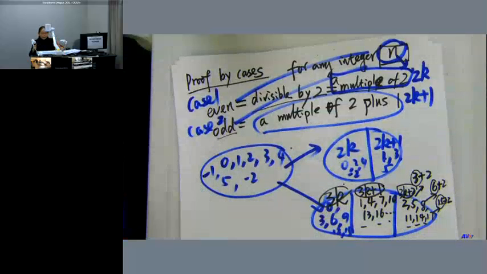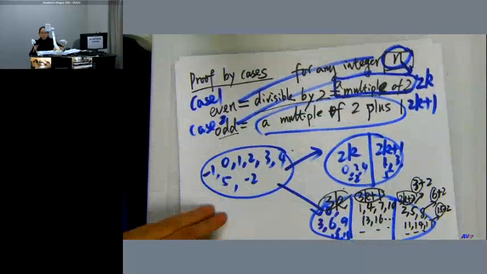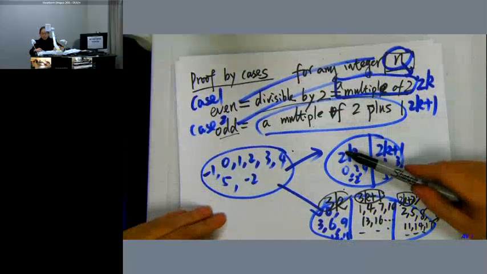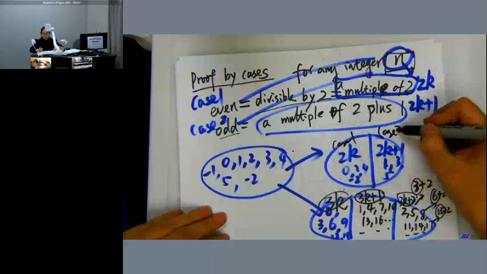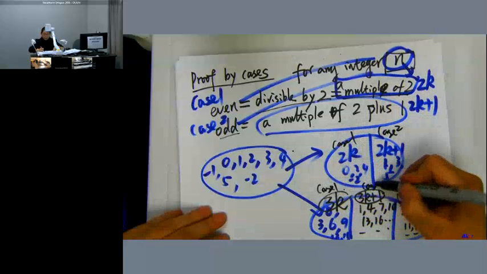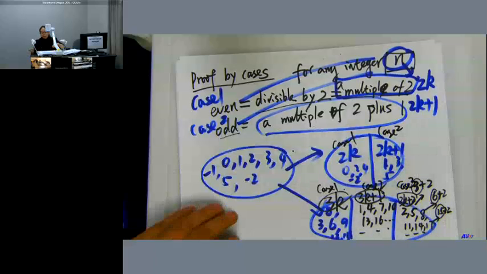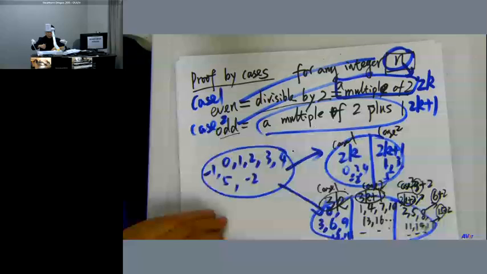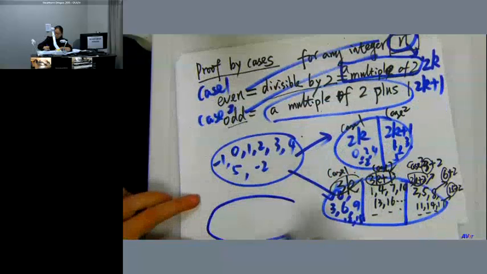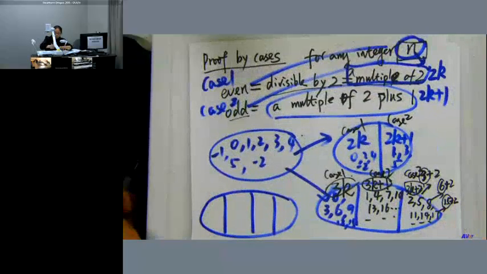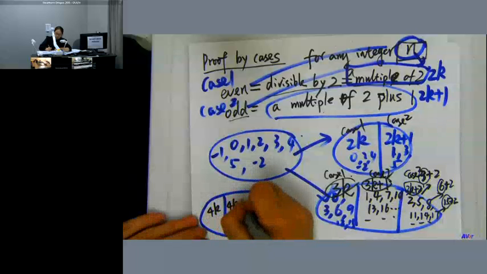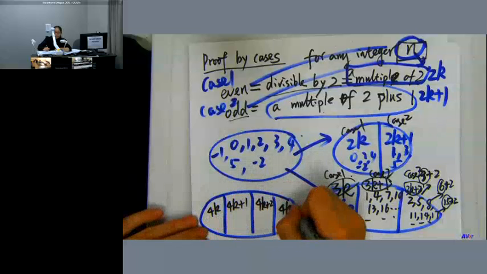So it depends on how many cases we have to do. It depends on what you need to factor out. If you need to factor out 2, most likely 2k and 2k plus 1 will work, case 1, case 2. But if you need to factor out 3, most likely you have to do 3 cases. I'm not saying 100%, but most likely. Like I said, I probably won't ask you to do 4 cases, but if I do want to do 4 cases, which 4 cases will it be, following this pattern? 4k, 4k plus 1, 4k plus 2, and 4k plus 3.